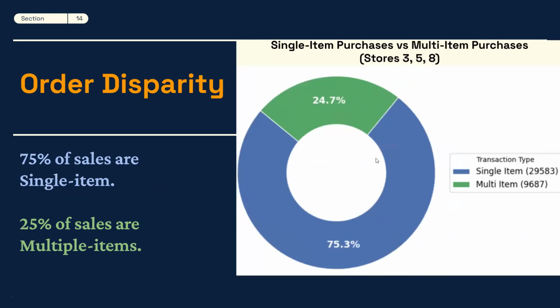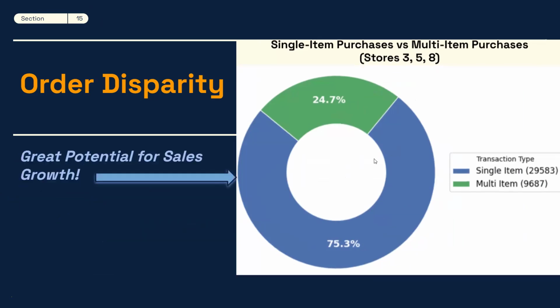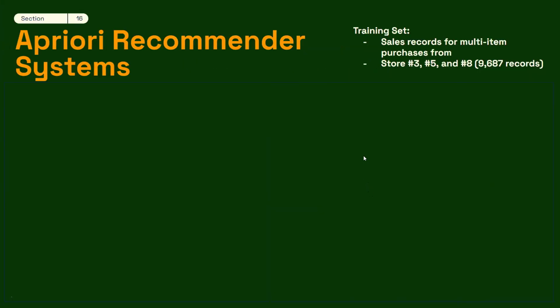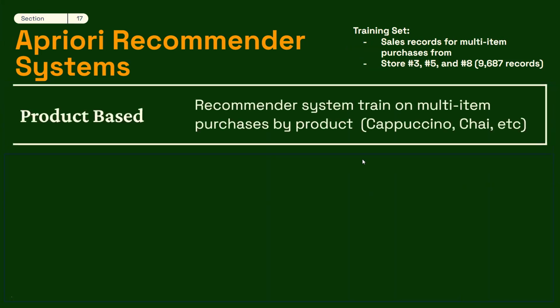Now, due to a disparity in our data, we realized that 75% of items sold are single-item purchases and 25% are multiple items. So we think there is great potential for growth if we can capture all these single-item purchases. If we can add one more thing because we recommended it to them, we can actually make sales growth. So we decided to use an a priori recommender system, based on the records of multi-item purchases for the 3 stores, about 9,687 records in total. And so we designed 3 models.